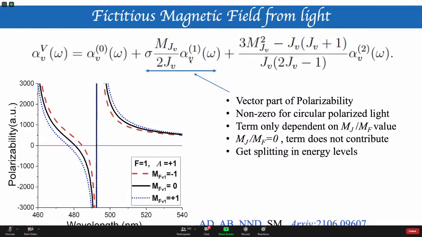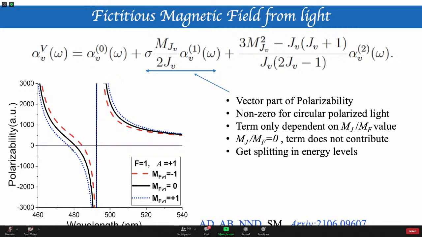So what we'll see when you look at the profile of the polarity with respect to the wavelength, the black line shows when MF equal to 0. And this is causing 0 polarity at this particular wavelength. Whereas there will be changes because we are signing the circular polarized light. Then MF equal to -1 and +1 will be modified according to these extra terms. So there will be a shift in the tune out wavelengths for MF equal to +1 and -1.